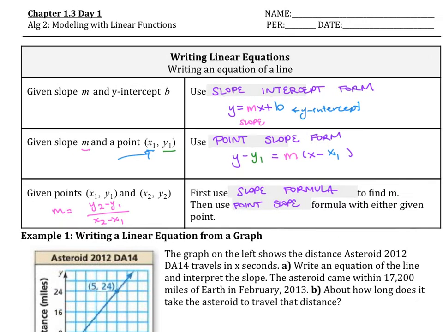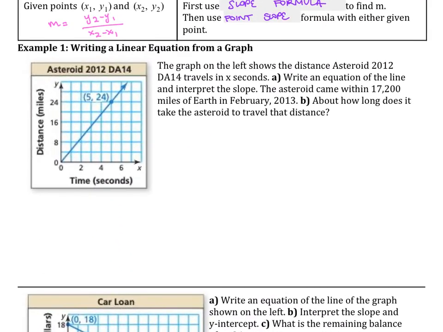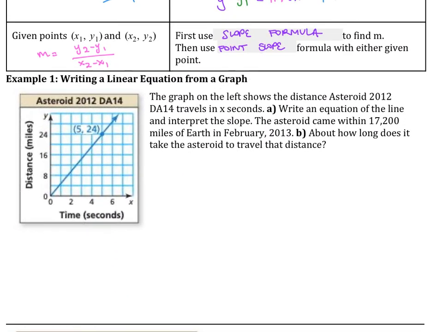So now we're going to write a linear equation from a graph. The graph on the left shows the distance asteroid 2012 DA14 travels in x seconds. First we want to write an equation of the line and then interpret the slope. Then, the asteroid came within 17,200 miles of Earth in February 2013. About how long does it take the asteroid to travel 17,200 miles? So first, let's write an equation. That's the first thing it's asking for. Write an equation of the line, and then we'll interpret the slope next.